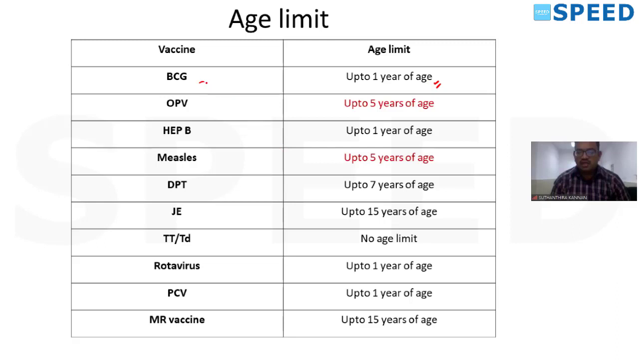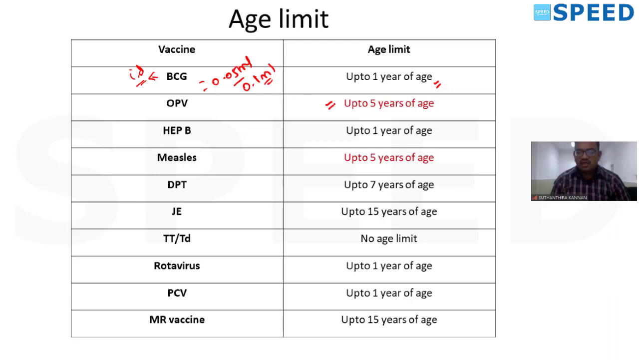Okay, the BCG vaccine birth dose is 0.05 ml. 0.05 ml is the birth dose. But 0.1 ml is the normal dose, because BCG is given intradermally, so I cannot give more than 0.1 ml. That is why BCG is given in the dose of 0.1 ml. The birth dose is 0.05 ml because newborn skin is much more fragile.